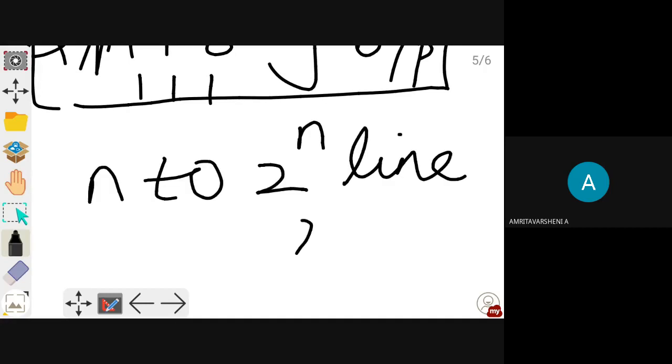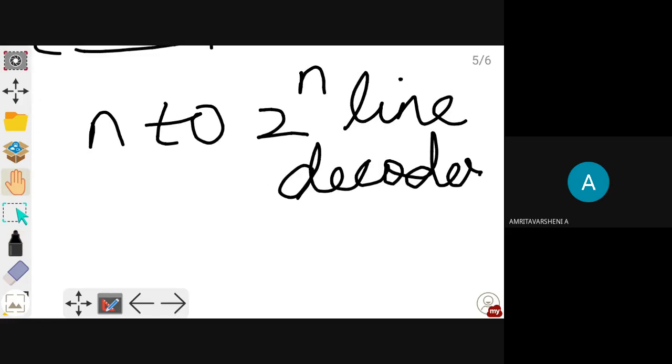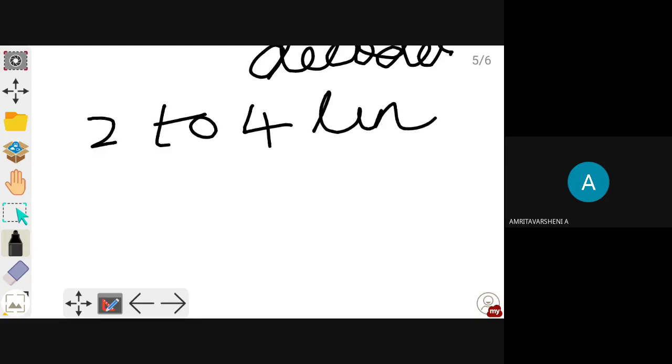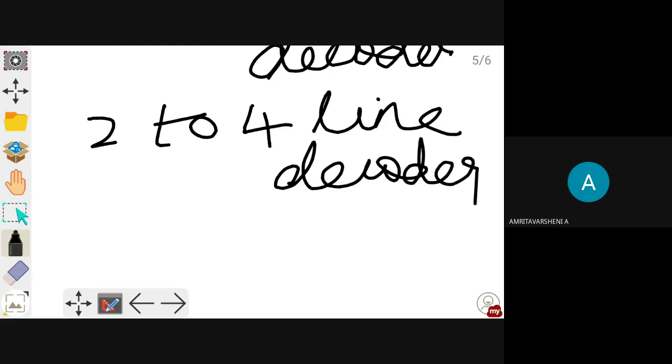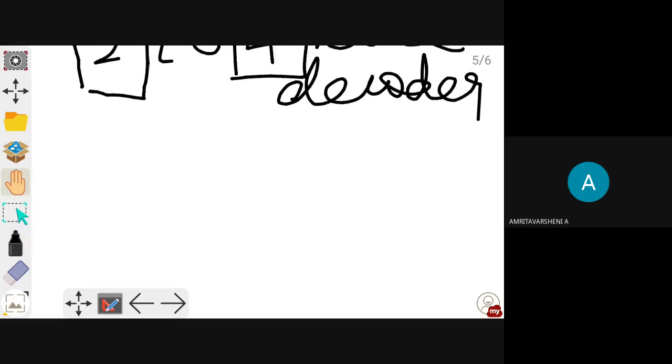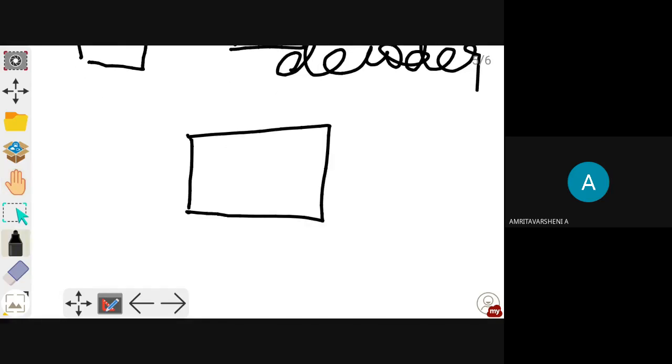So whichever decoder they ask you to design, you have to design that decoder. For example, first you are going to design a 2 to 4 line decoder. They are asking you to design a 2 to 4 line decoder, so you will have 2 input lines and 4 output lines. So first you draw a block diagram. So when you draw the block diagram, this is the 2 to 4 line decoder.